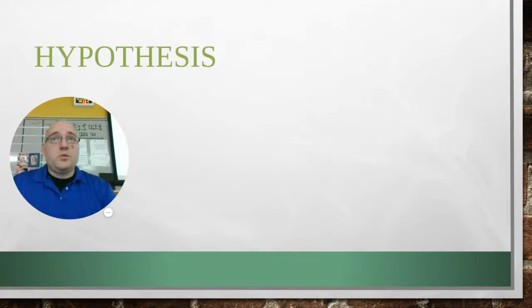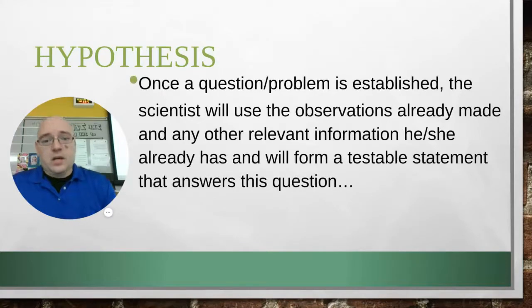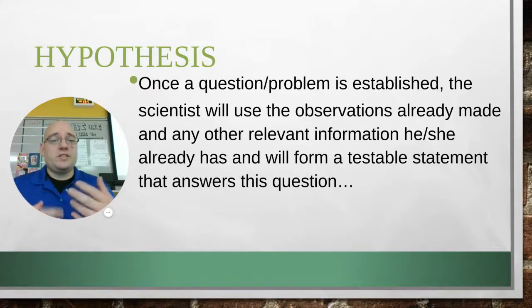So we come to hypothesis, and I'm going to step on some toes by saying that you have been told this the wrong way most of your life, most likely. So once a question or problem is established, you've made your observations, you've decided what it is that you want to know, you're usually going to use more observations or observations that you've already made and any other relevant information, past experiences or anything that you have, and you're going to form a testable statement. That's the key here. Testable statement that answers the question. Good hypotheses are usually written as an if-then statement. If blah, blah, then blah, blah.